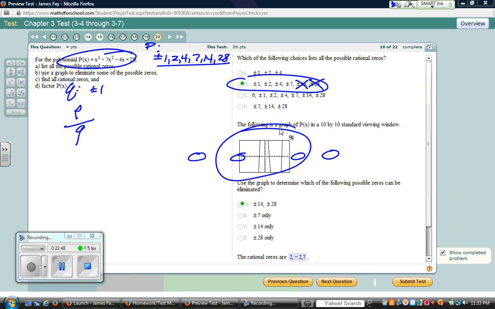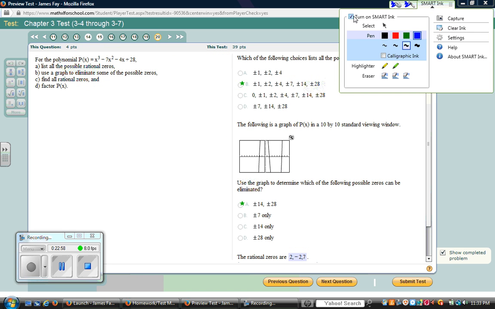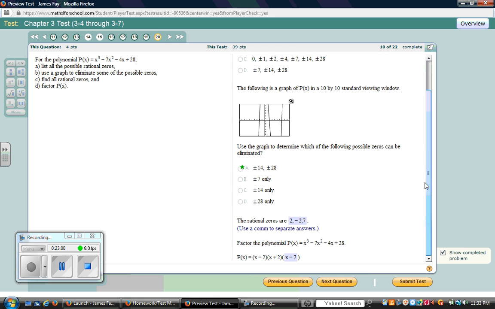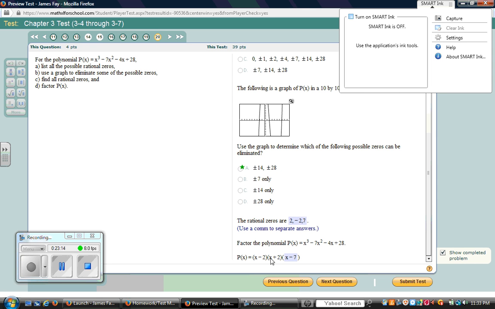Okay, and if I go ahead and type this into my calculator and start looking for zeros, I'm going to find them to be 2, negative 2, and 7. And then it asks us to factor the polynomial. Alright, well, if those are my rational zeros, and I know it's a cubic, I got 3 zeros, it's going to be x minus 2, x minus a negative 2, so it becomes x plus 2, and x minus 7.